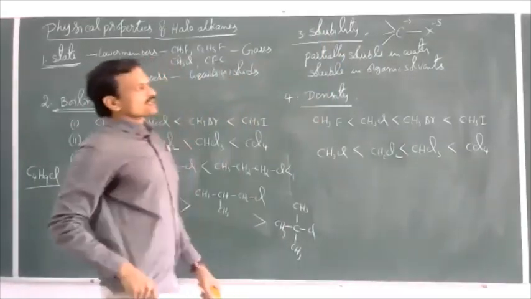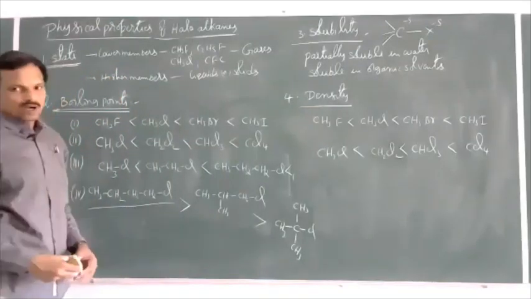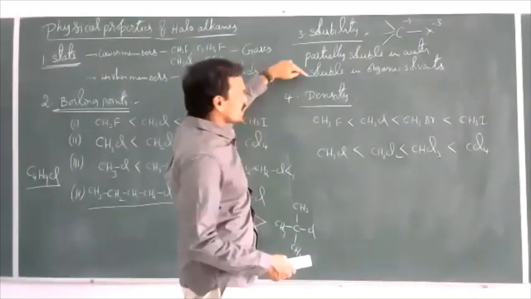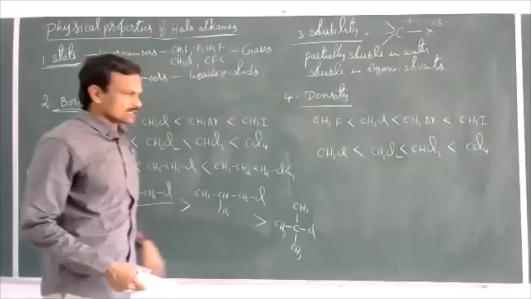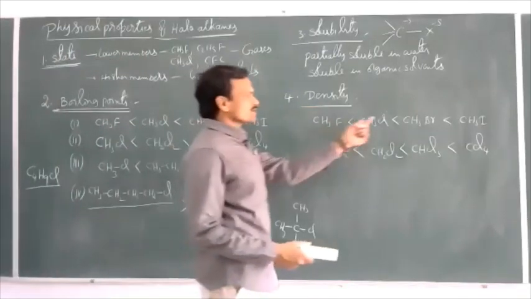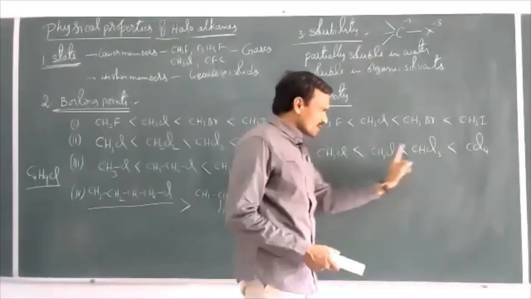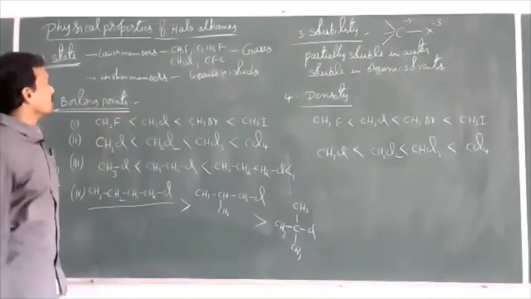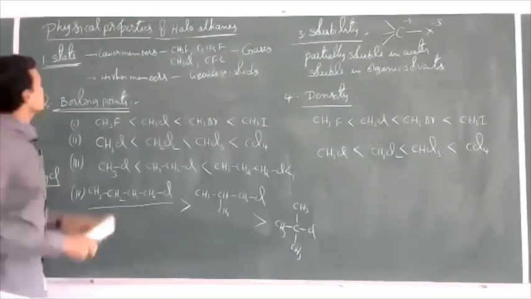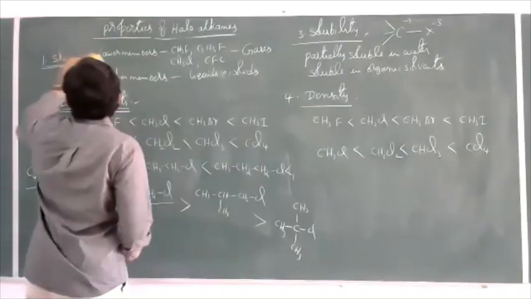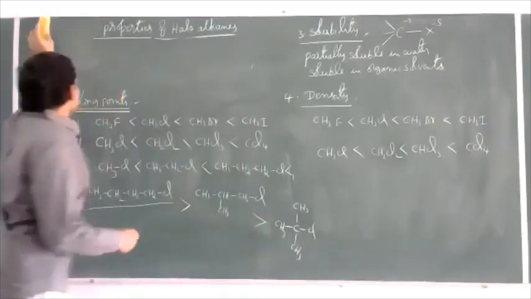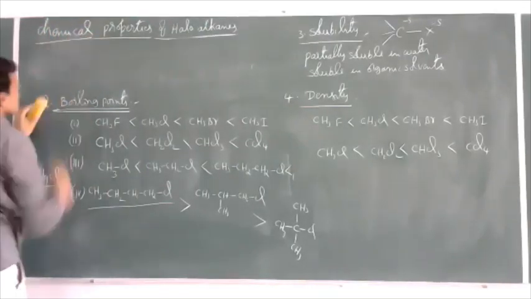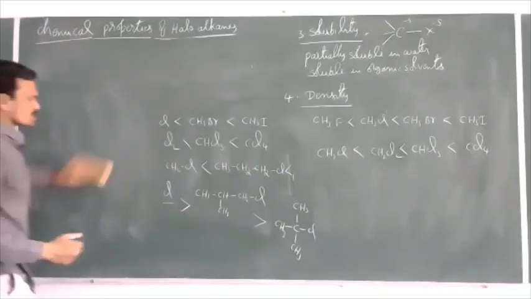Solubility. Since it is a polar compound but does not form hydrogen bonds with water and does not undergo ionization in water, it is partially soluble in water but readily soluble in organic solvents. Density. As the size of the halogen atom increases, or as the number of halogen atoms increases, the density of haloalkanes increases. This is regarding physical properties of haloalkanes. Now we'll go for chemical properties. What are the chemical properties of haloalkanes?